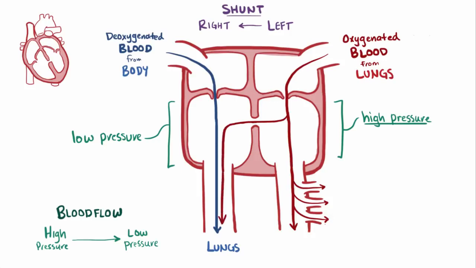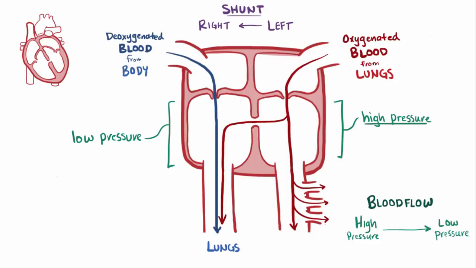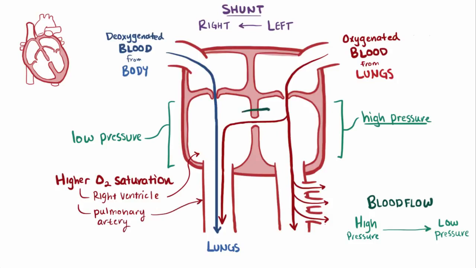to the lungs. Since there's more oxygenated blood over here, patients will have increased oxygen saturation in the right ventricle and pulmonary artery. Also, that blood flowing through the VSD can be heard as a hollow systolic murmur at the lower left sternal border.